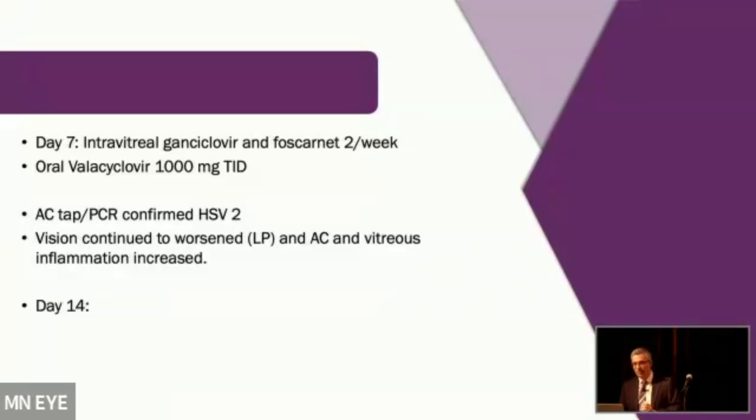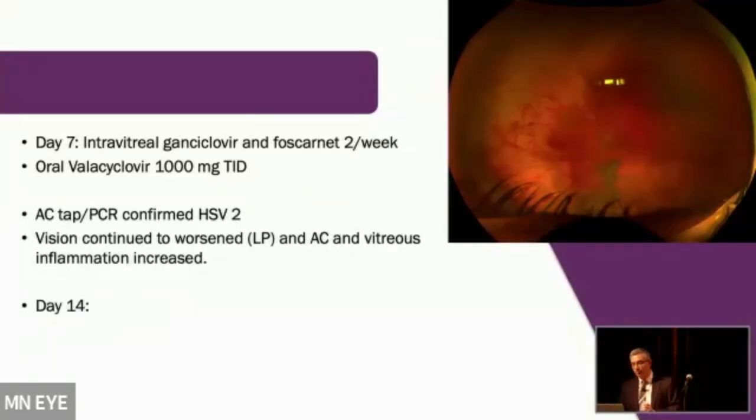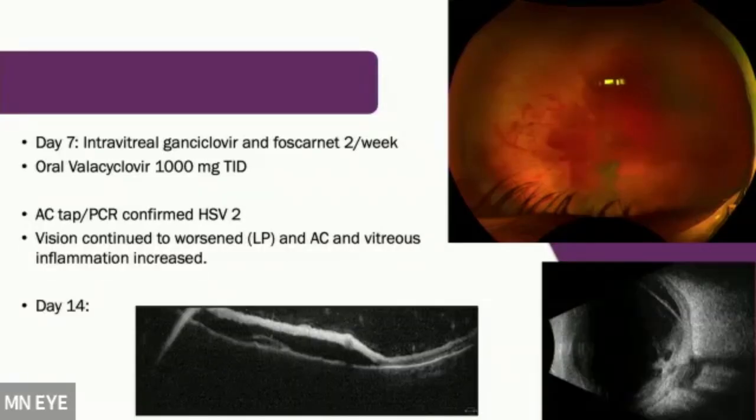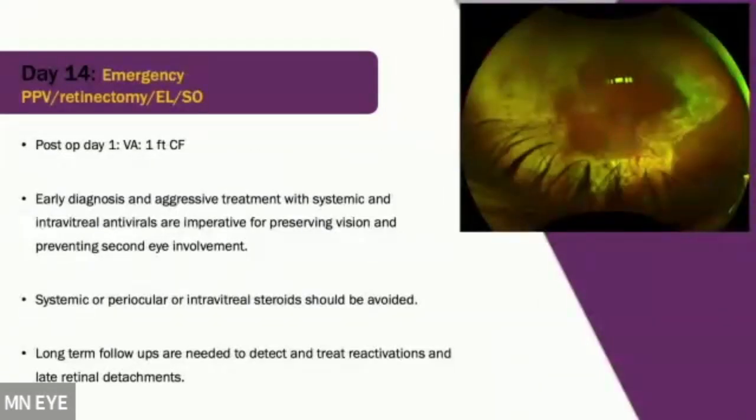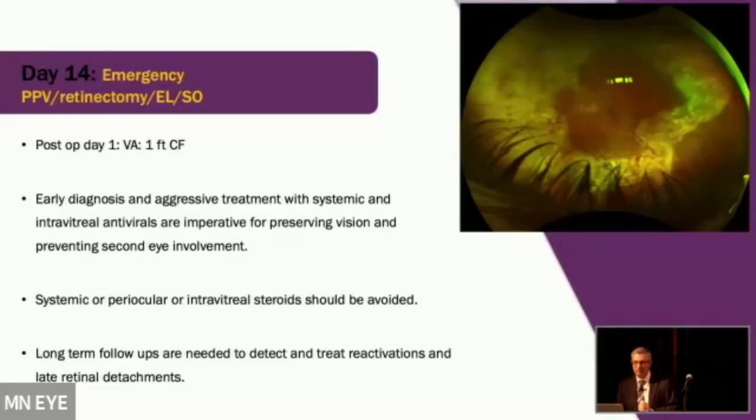And then vision continued to worsen. The retina gets better, vitreous cells are better, retinitis is probably looking better. I'm happy. However, he comes back with a retinal detachment, and this is very common with these extensive, aggressive ARNs, right? He had received even high-dose Solu-Medrol before antivirals. So he received vitrectomy, retinectomy, silicone oil, and lensectomy.